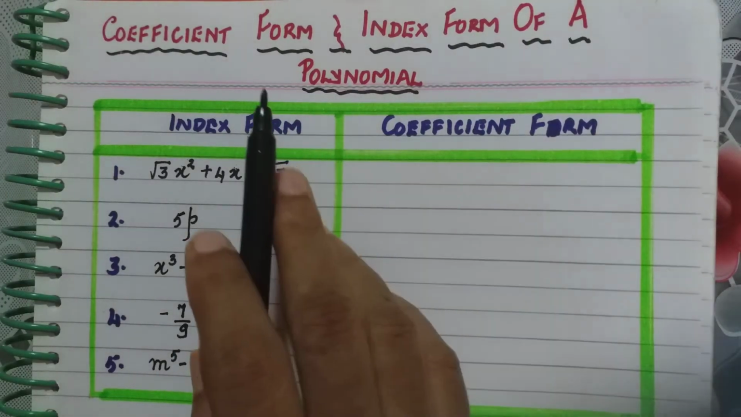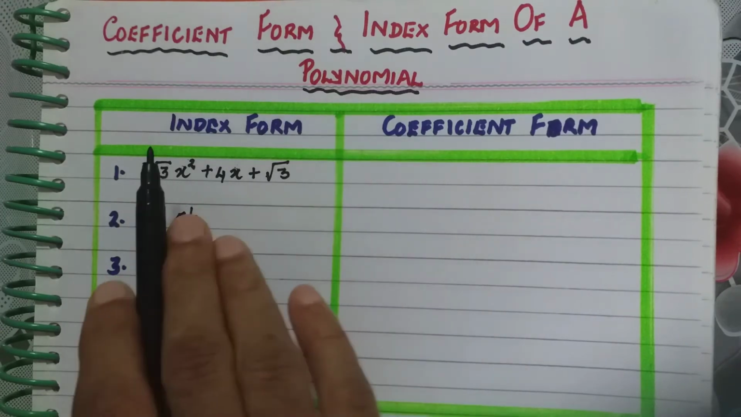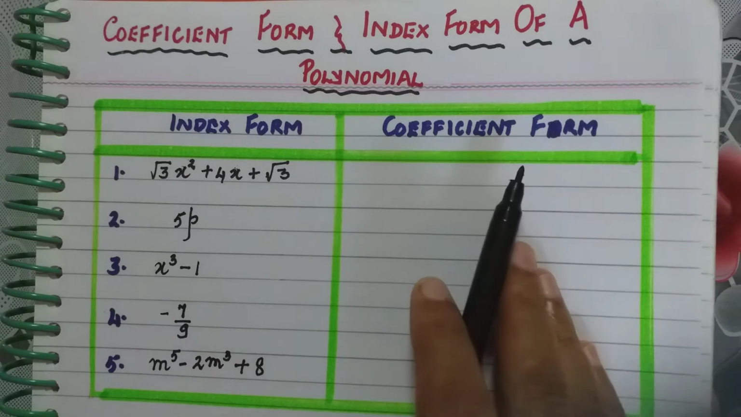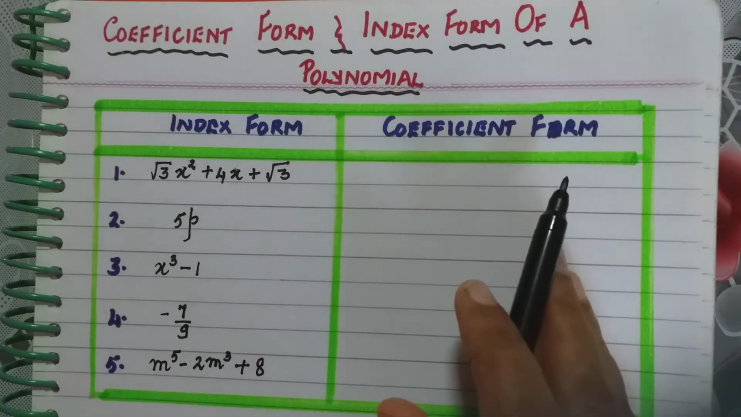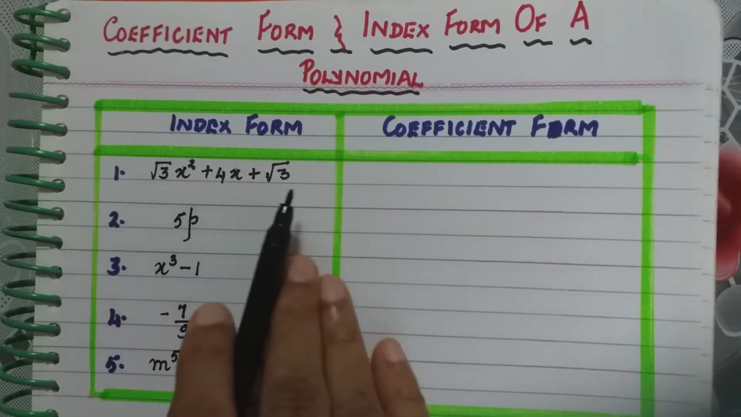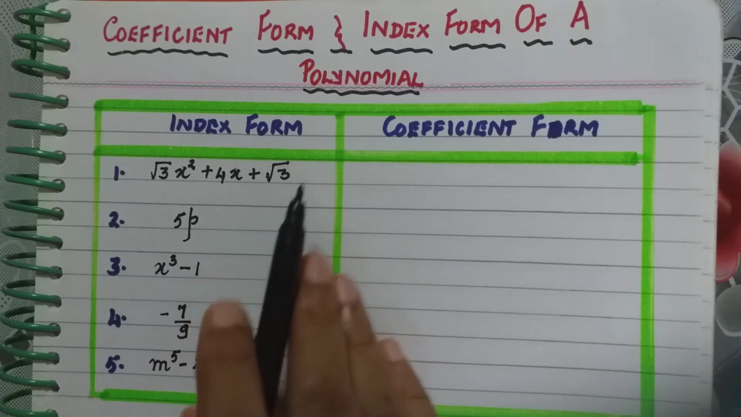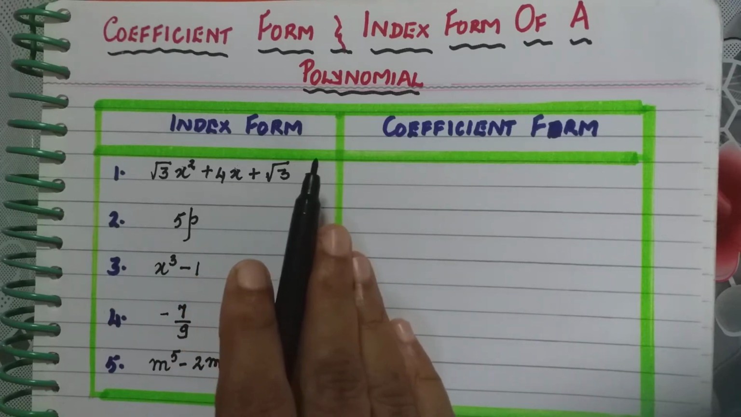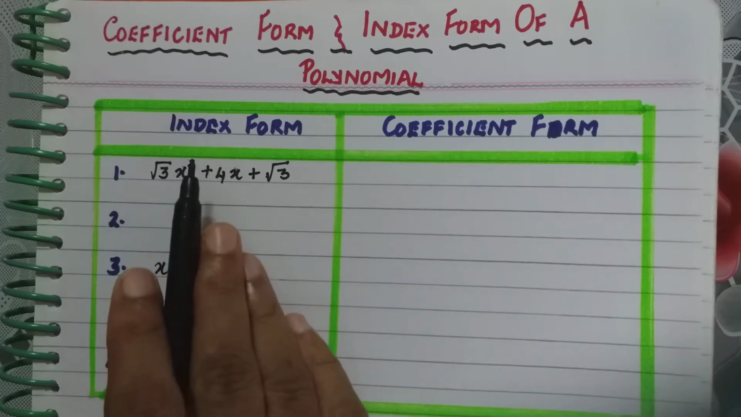Now let us see the coefficient form and index form of a polynomial. We will see interchanging: when index form is given, how we write it in the coefficient form, and when coefficient form is given, how we write it in the index form. Now what I want you to remember, whenever a polynomial is given to us, the constant number will have x raised to 0. This is x raised to 1 and this is x raised to 2.